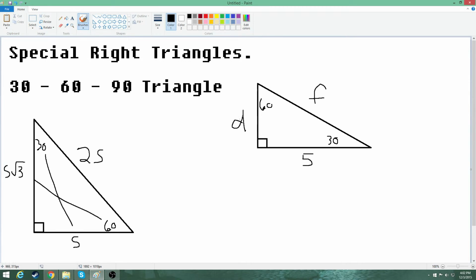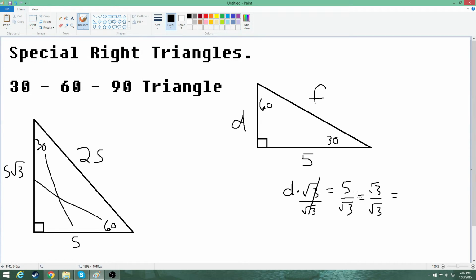So remember, the shortest side in this case is D. And that means that the side opposite the 60 should be D times the square root of 3. And that should equal 5. So if I want to solve for D, I have to divide both sides by the square root of 3. And remember, we can't have a square root on the bottom of the fraction. Denominators cannot have square roots, so we have to rationalize it. So we're going to multiply the top and bottom of this fraction by the square root of 3.